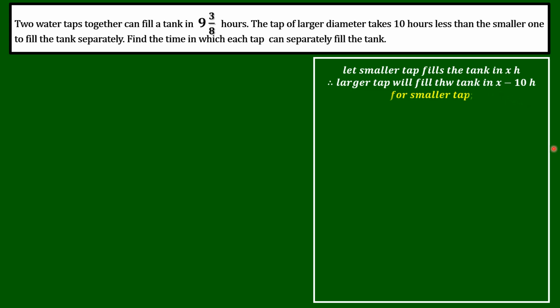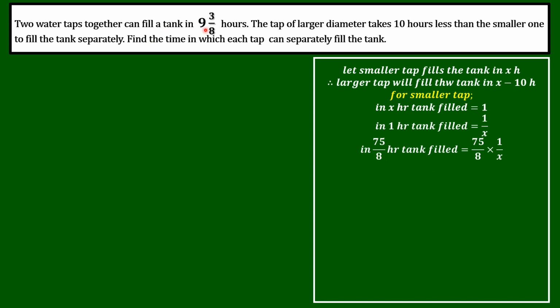Okay, then for the smaller tap, we are applying the unitary method. In x hours the tank filled is complete, one tank, right? In 1 hour the tank filled is 1 upon x. In this mentioned time, that is, if we convert it to an improper fraction, 8 nines are 72, plus 3, 75 upon 8 hours, the tank filled is equal to the amount of tank filled in 1 hour into 75 upon 8.